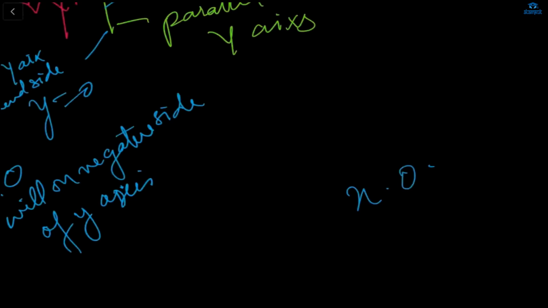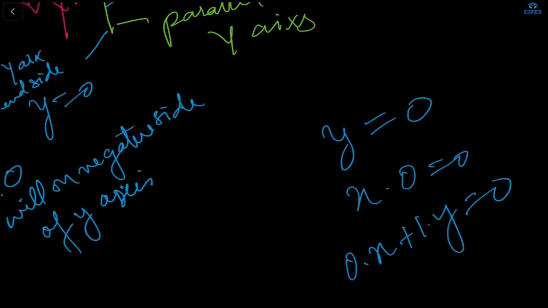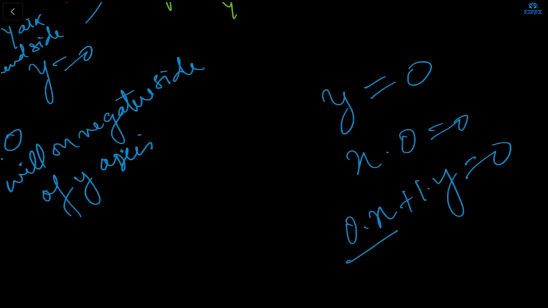Okay, so if the equation is written y is equal to 0, you can write it as 0 dot x plus 1 dot y is equal to 0. This way you're not adding an extra term. This term is actually 0 only, so that will not alter your equation.